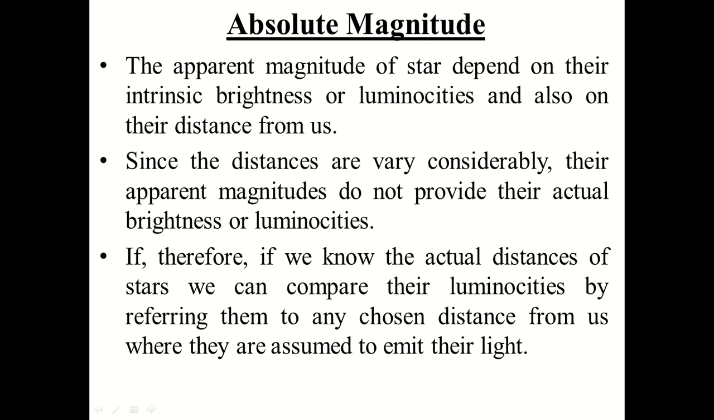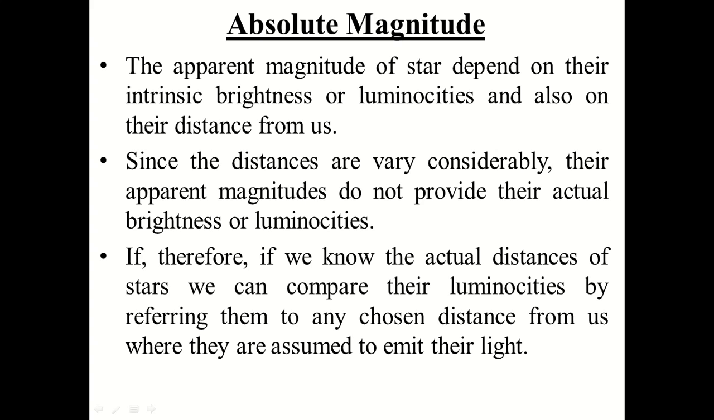Therefore, if you know the actual distance of the star, we can compare their luminosities by referring them to any chosen distance from us where they are assumed to emit their light. That is, if you have two stars and we know their apparent magnitudes and their actual distances, then we can compare their luminosities or brightnesses by referring them to any chosen distance from us where they are assumed to emit light.